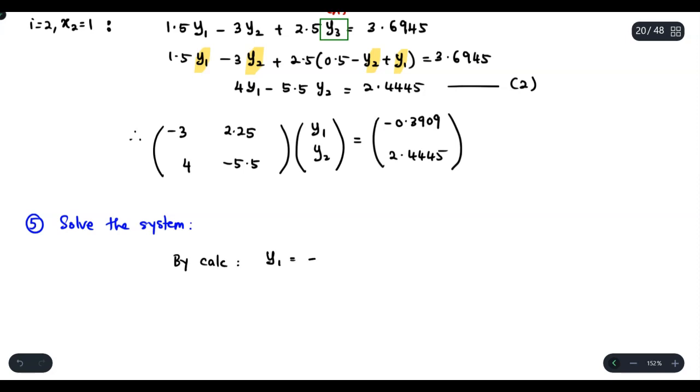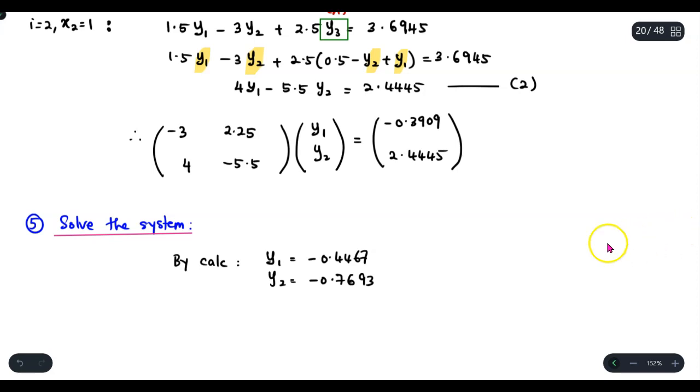y1 equals negative 0.4467 and y2 equals negative 0.7693. So that's it. Alright, so those are the final answers.